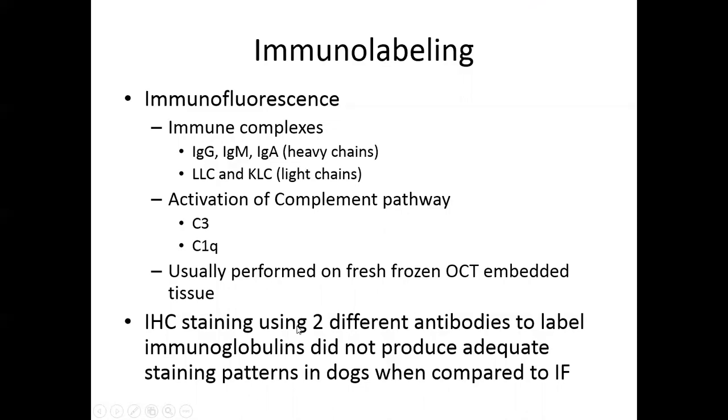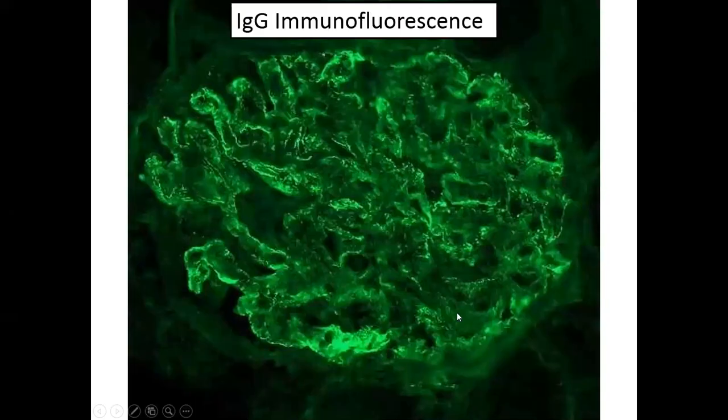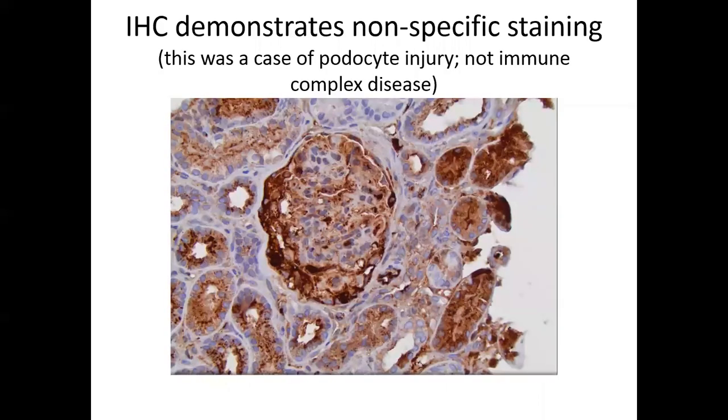And it was awful. So here would be an example of this. We've got a great granular pattern along capillary loops in this glomerulus. I know it's IgG. I have great positivity. And then this is a different case where I knew this was a case of podocyte injury. This was not immune complex disease, and everything is staining positive with immunohistochemistry.